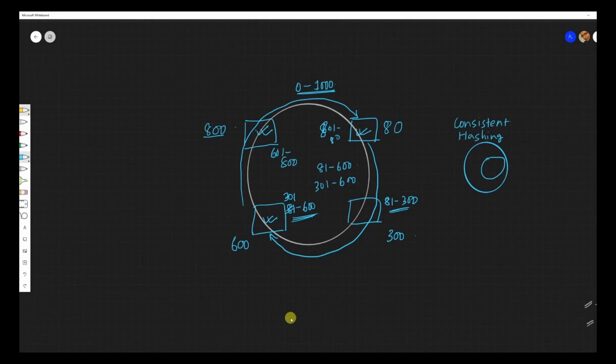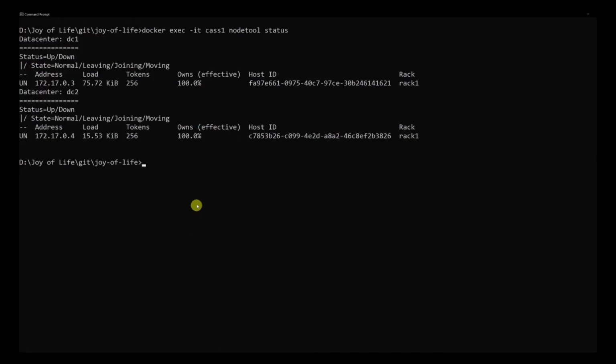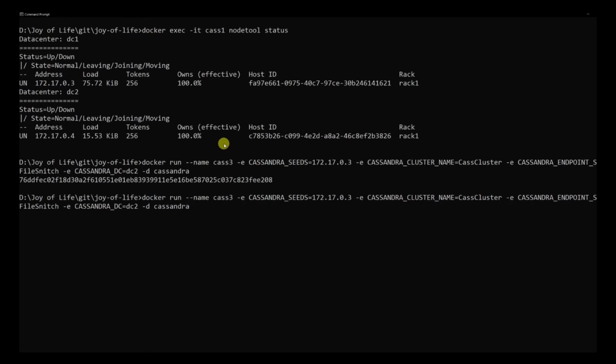And that is something very similar that we are going to do over here. So we are going to add a new node called cas3, seeding to the same host cas1's IP address, and we are putting this guy into DC2. So when I put this into DC2, he is going to share the load from this guy. Now both were taking 100% of the load, but since DC2 has another machine over here, the load will get distributed between them.